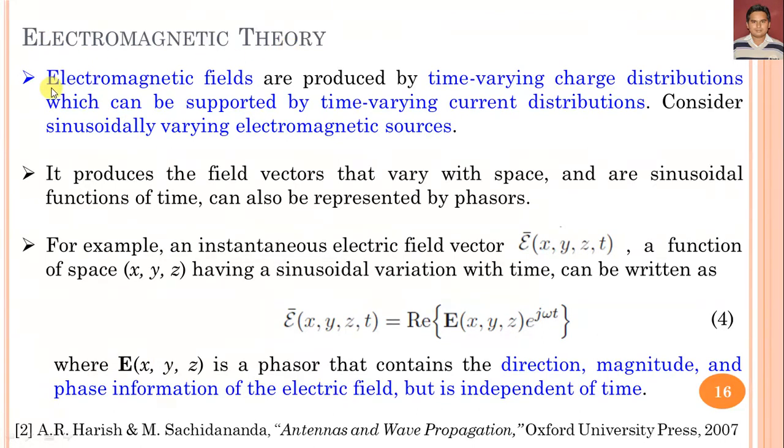Electromagnetic theory. Electromagnetic fields are produced by time varying charge distribution which can be supported by time varying current distribution. So it means in electromagnetic theory there are electric and magnetic fields, and these electric and magnetic fields are created due to the time varying charge distribution as well as time varying current distribution.